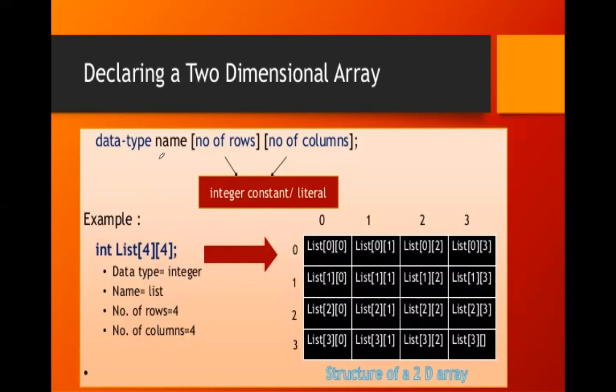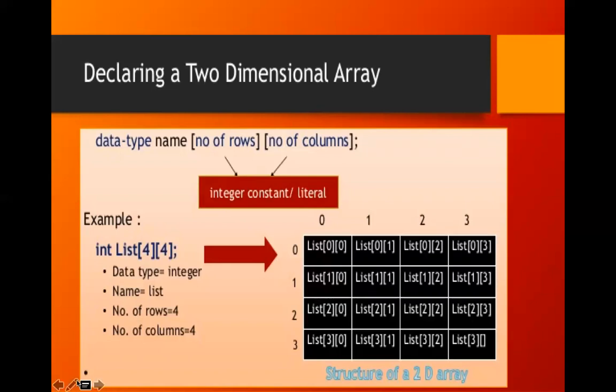In this way we can declare it. This is the data type, which you already know. In a one-dimensional array also we declare like this: the data type and the name of that array, and the number of rows and the number of columns. How many rows will be available in that array and how many columns. Here 4 rows and 4 columns are available, that's why I have declared it like this. This is the integer.